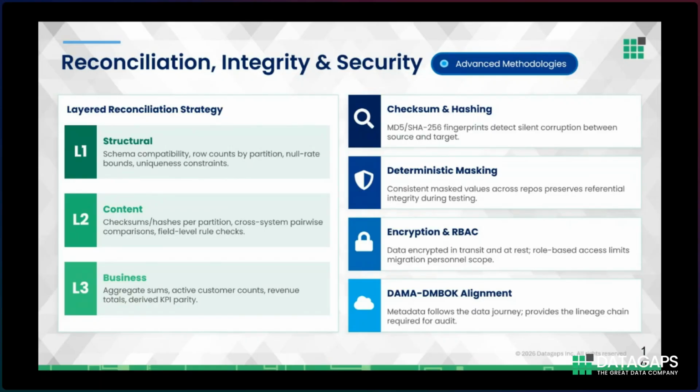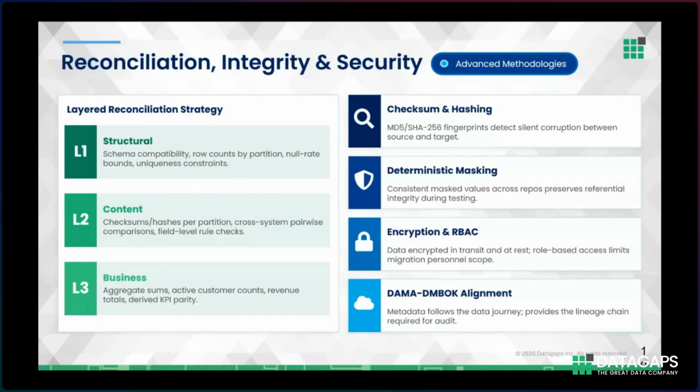And the reason you run these in this order is basically efficiency. Structural failures are cheap to diagnose and usually have obvious root causes, but the content failures require more investigation. And then the business reconciliation failures are more expensive to diagnose because they often require domain knowledge to interpret whether it was a revenue discrepancy caused by a rounding rule, a mapping error, or a time zone conversion. So running the lower layers first means you fix the structural problems before they compound and confuse your business layer analysis.